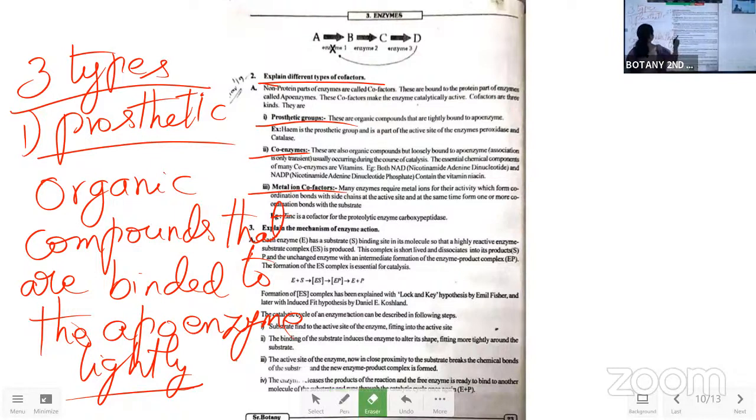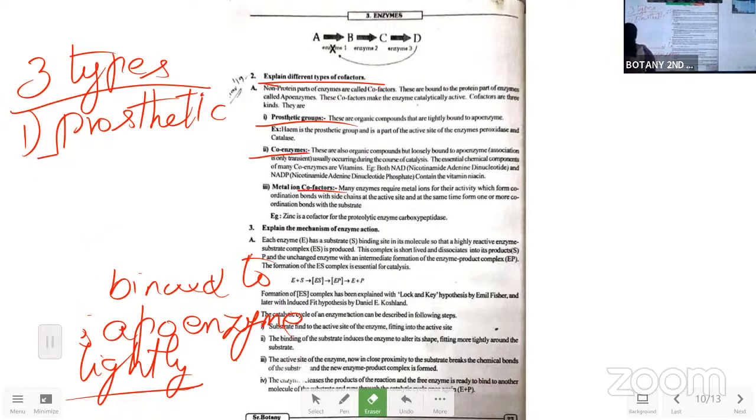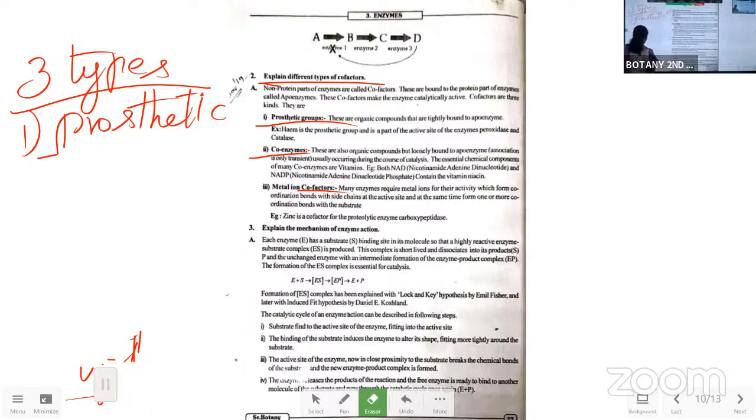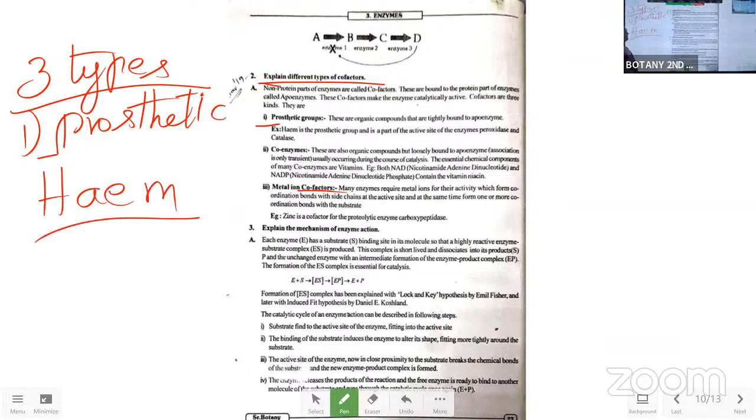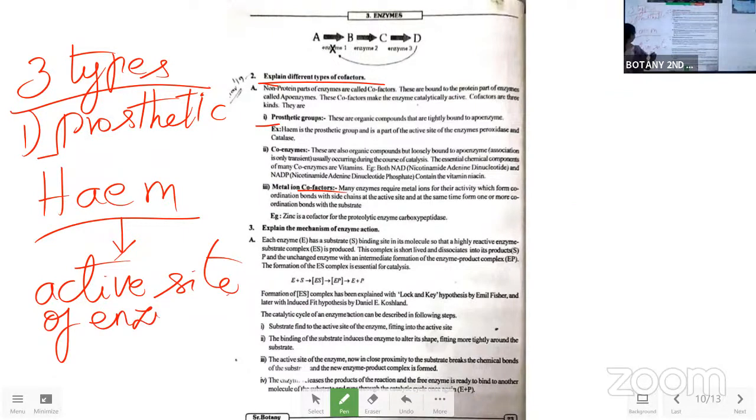That is called the prosthetic group. Example in this is the heme. That is a part of the blood, hemoglobin. Okay, heme is the prosthetic group, which is a part of the active site of the enzymes peroxidase and catalase. Example, heme is a prosthetic group which is a part of the active site of the enzyme and which catalyzes the reaction, that is the heme, the prosthetic group.